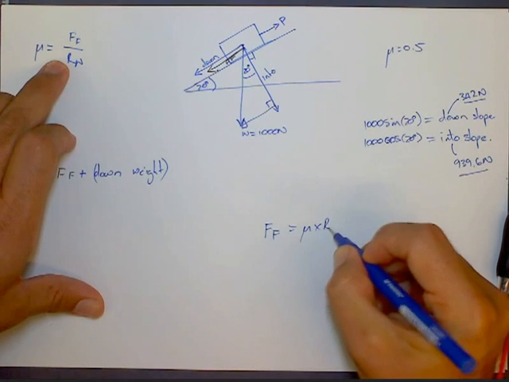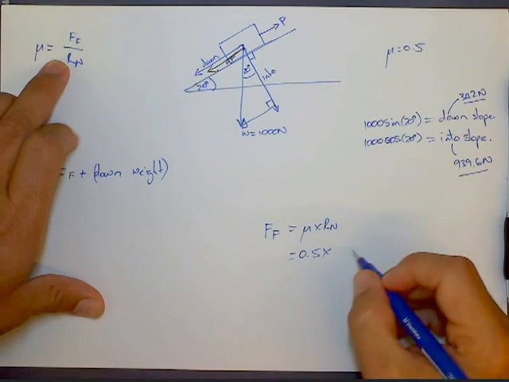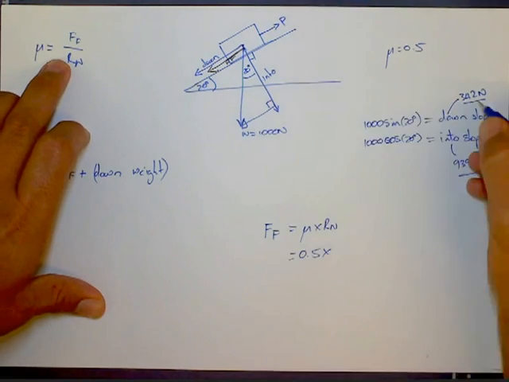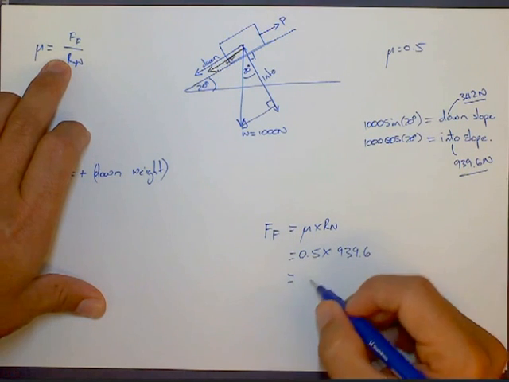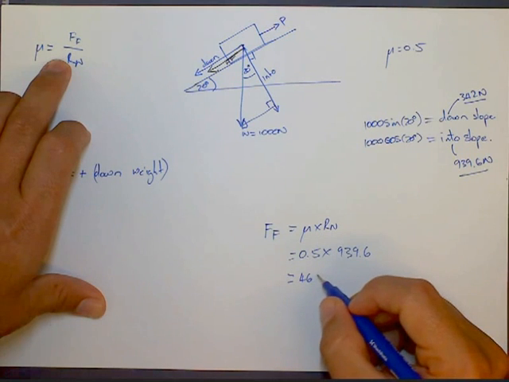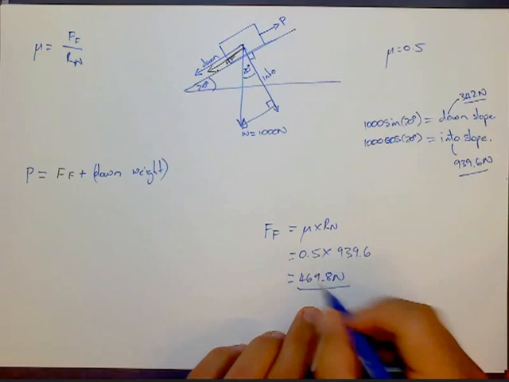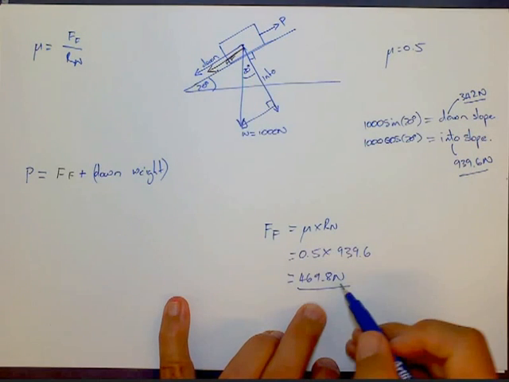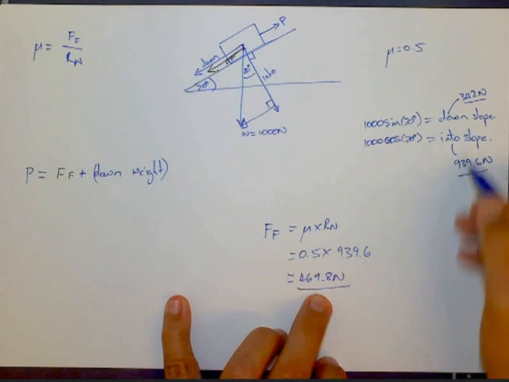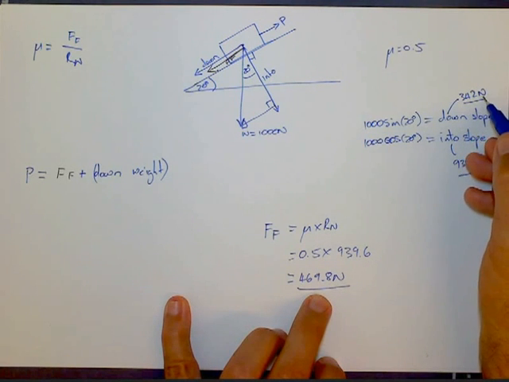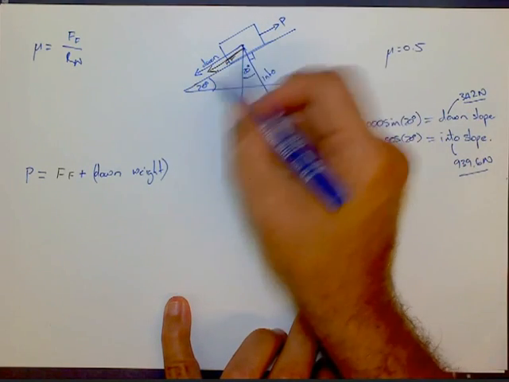And so our frictional force, let's just do it over here, frictional force is equal to mu times Rn, which is 0.5 in this case, I've just given it to you, times our normal reaction, and our normal reaction is this 939.6, which comes out to be 469.8 newtons, half of that. So that's the frictional force that we need to overcome in order to get this box moving. We also know that 342 newtons of this weight is acting down the slope. So P needs to overcome both of that and that.